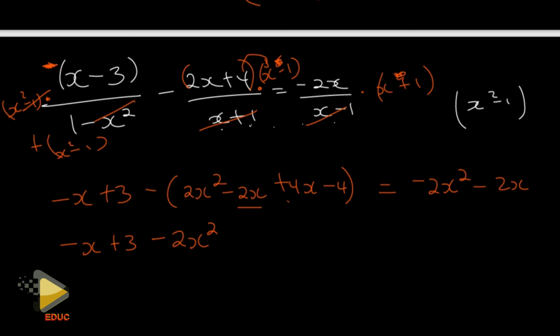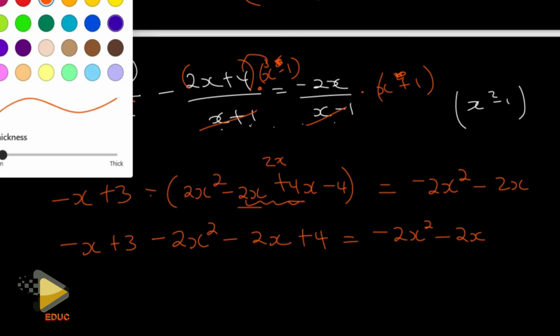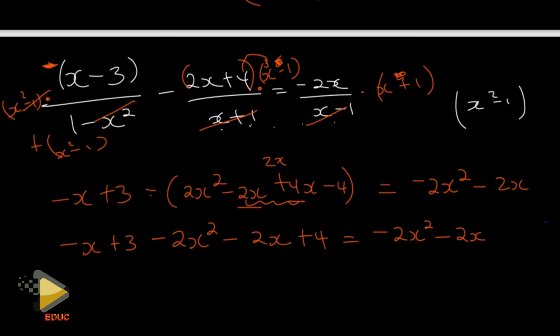I know that this and this is going to give me a plus 2x because these are like terms. Then I introduce the negative, it becomes negative 2x. Negative and negative, I get a plus 4, is equal to negative 2x minus 2x. All right, so it's party time where we collect the like terms.